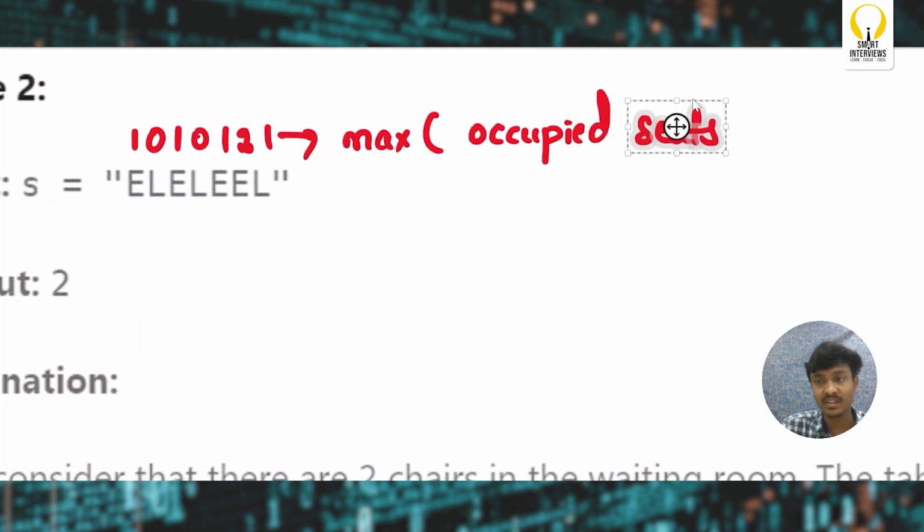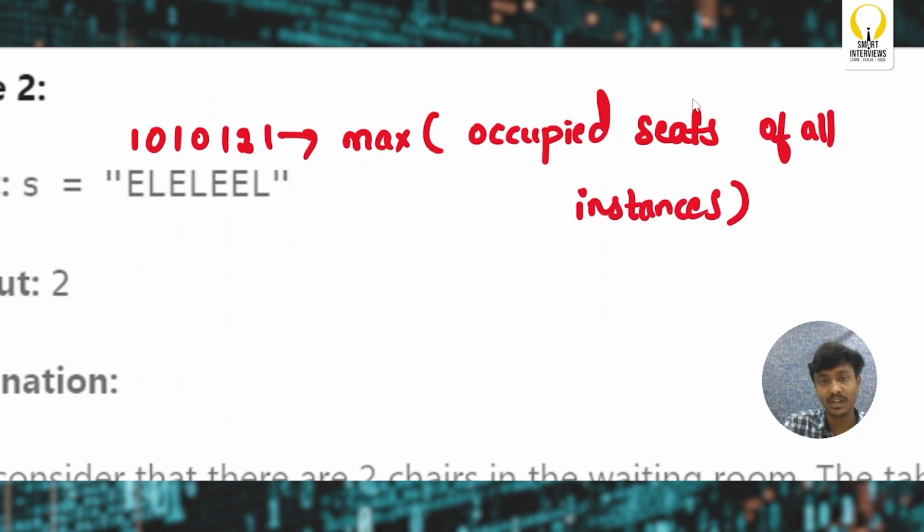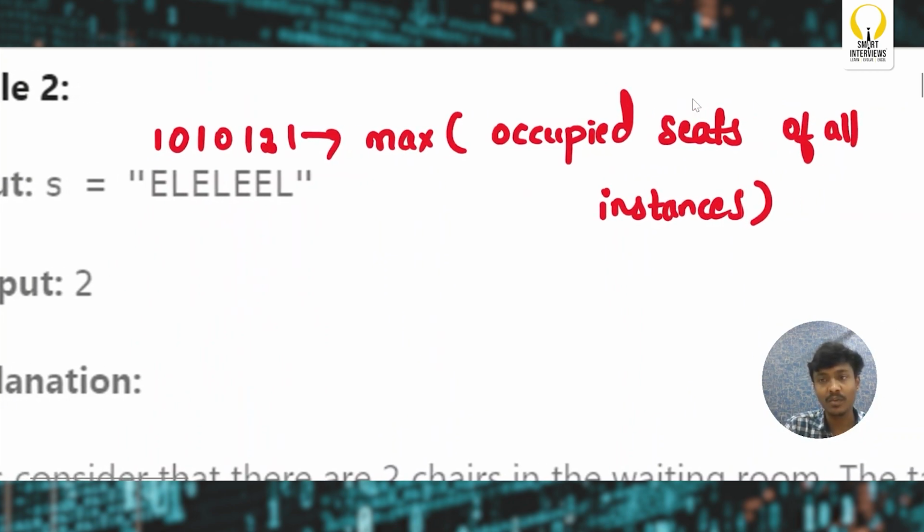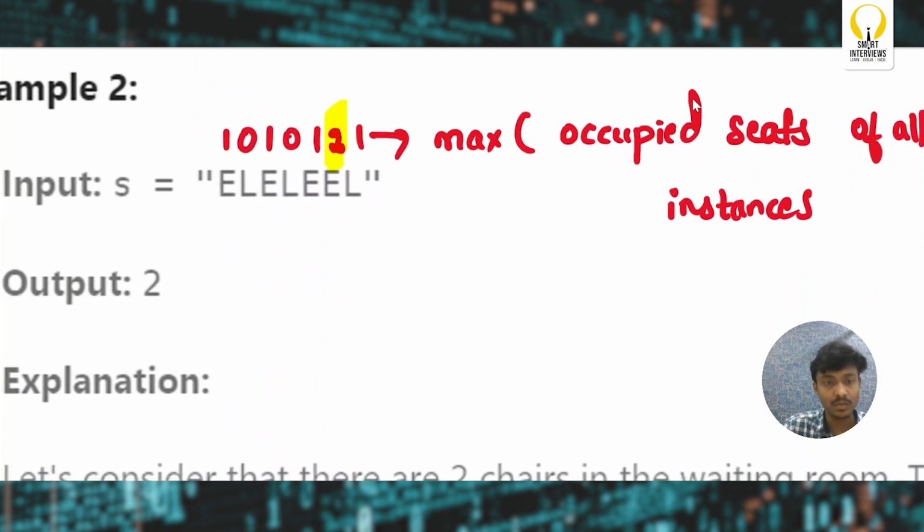Maximum of occupied seats of all instances, right? So the problem breaks down to the maximum of occupied seats at all instances. So here the max is 2. So we end up printing 2, which is expected, right?